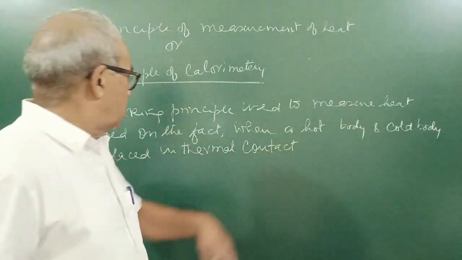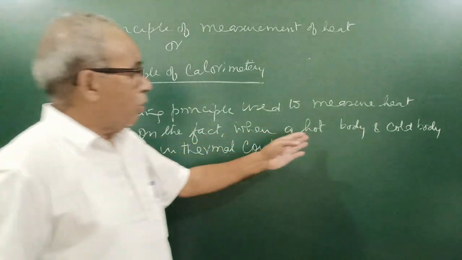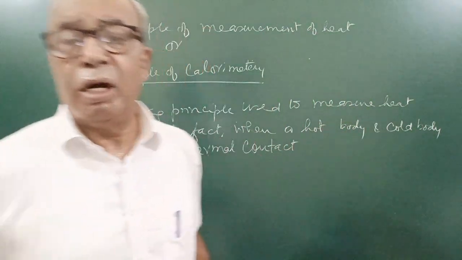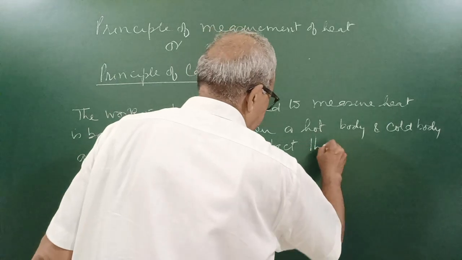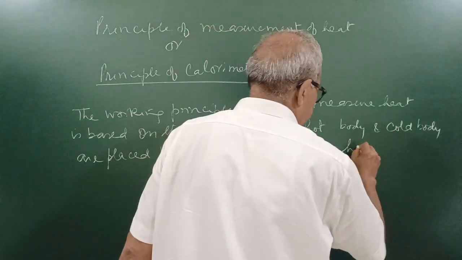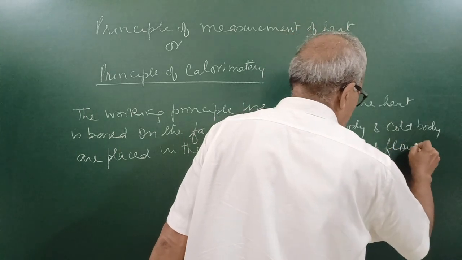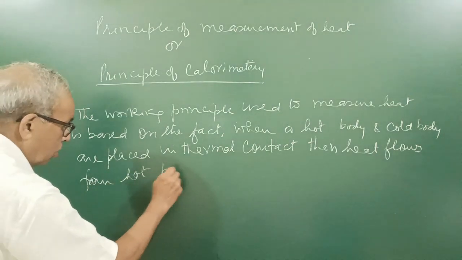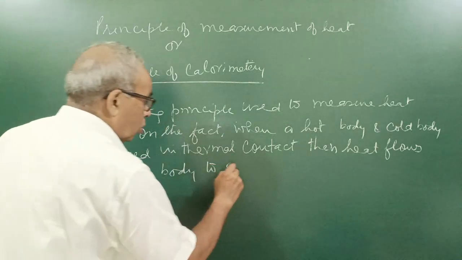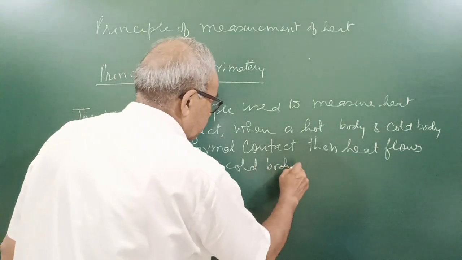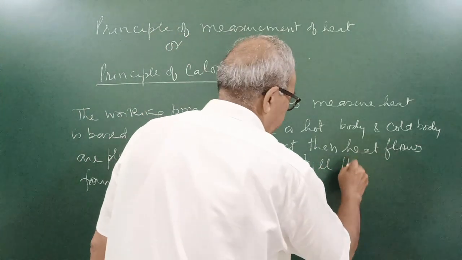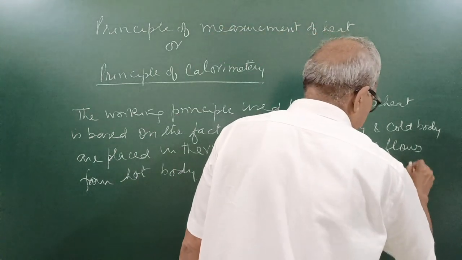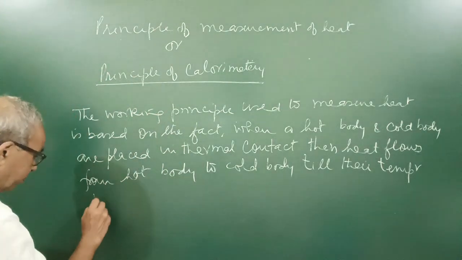when a hot body and cold body are placed in contact, they may be hot bodies, may be cold bodies also, then heat flows from hot body to cold body till their temperature becomes same.